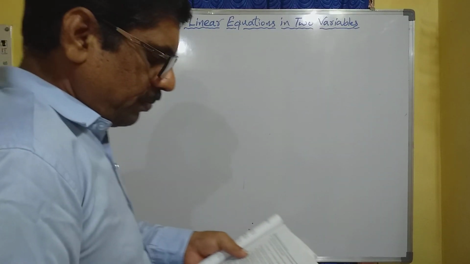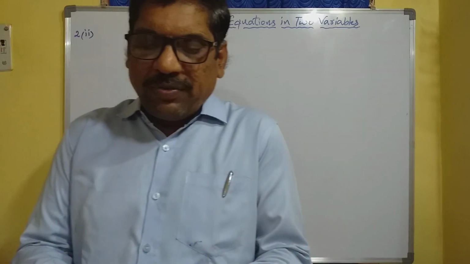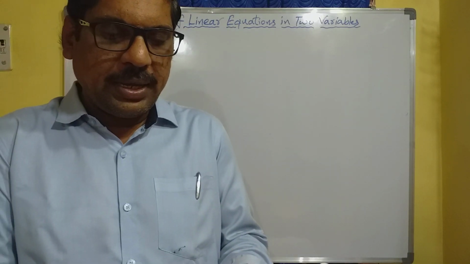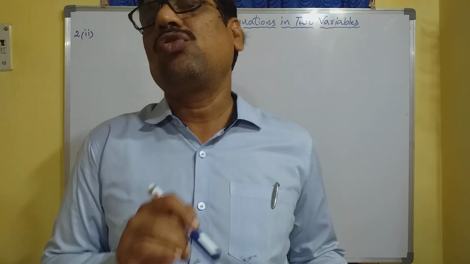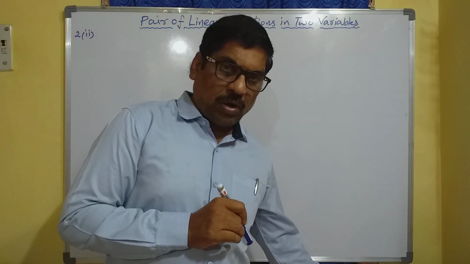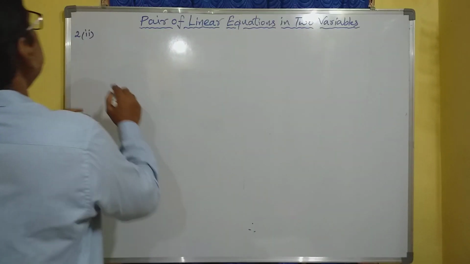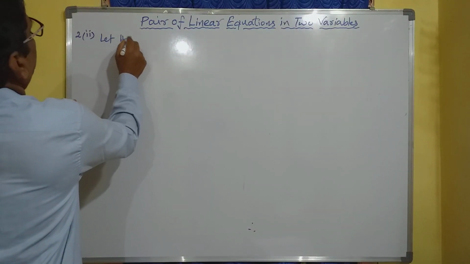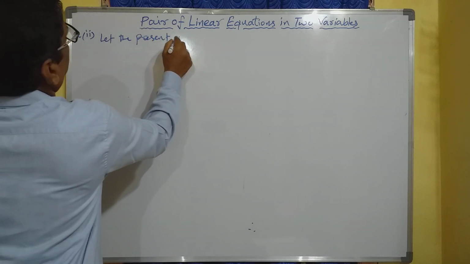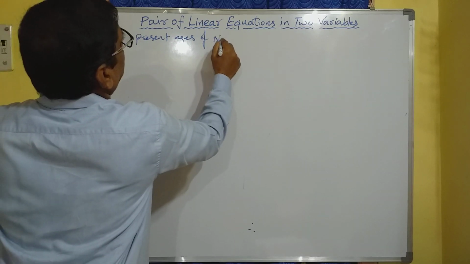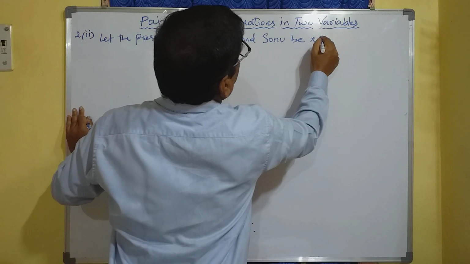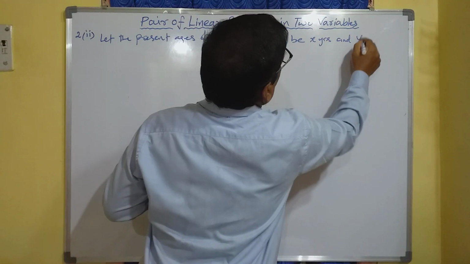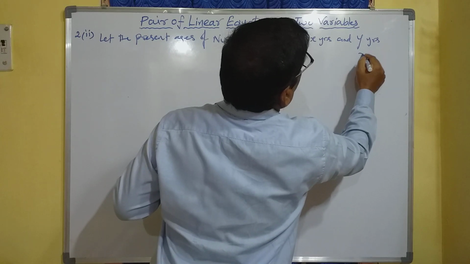Now the second problem. 5 years ago, Noori was thrice as old as Sonu. 10 years later, Noori will be twice as old as Sonu. How old are Noori and Sonu? So, let us solve this problem. Let the present ages of Noori and Sonu be x years and y years respectively.